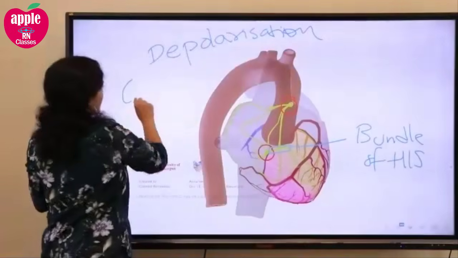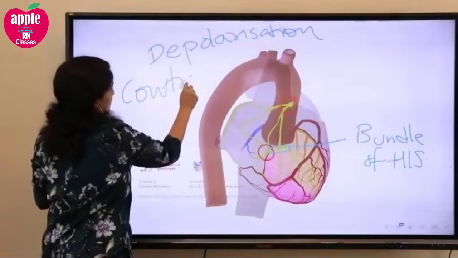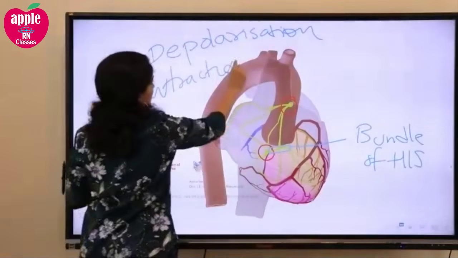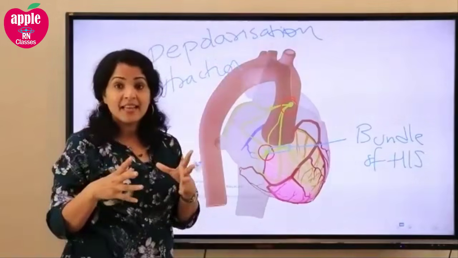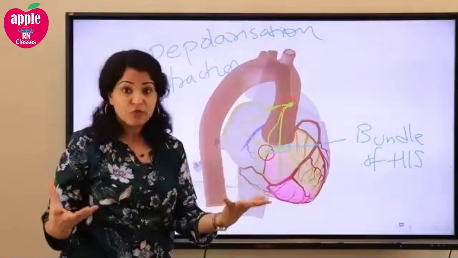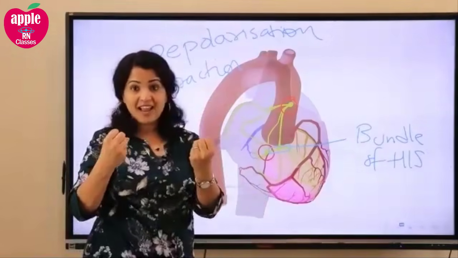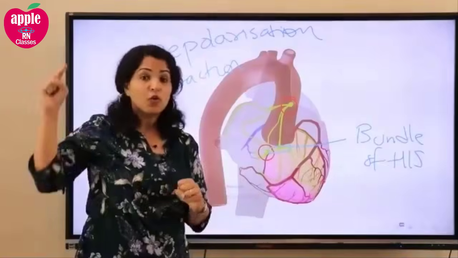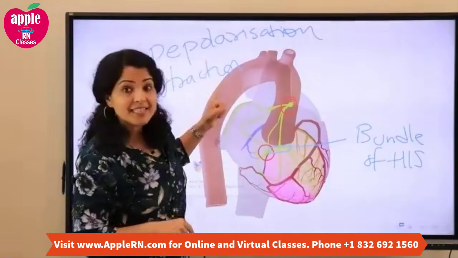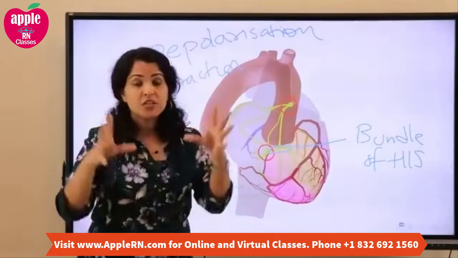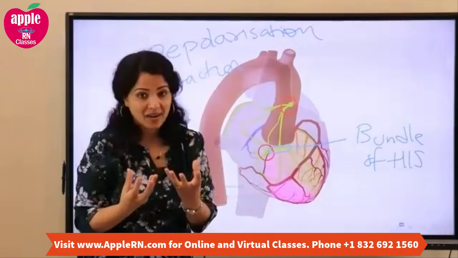That is contraction. So when they are contracting, when they are depolarizing, that's a good thing. I mean, that's what we want. We want the atrium to contract so the blood can come down. Now, who is making that contraction happen? This is the SA node. The SA node is giving the impulse so it can contract and things can come down.